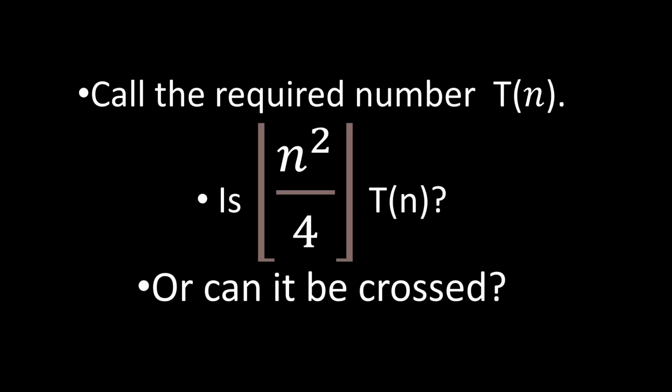Now comes the question: is this number, the floor of n squared by 4, the biggest number such that this many edges can be drawn in a graph with no triangle, or can it be crossed?